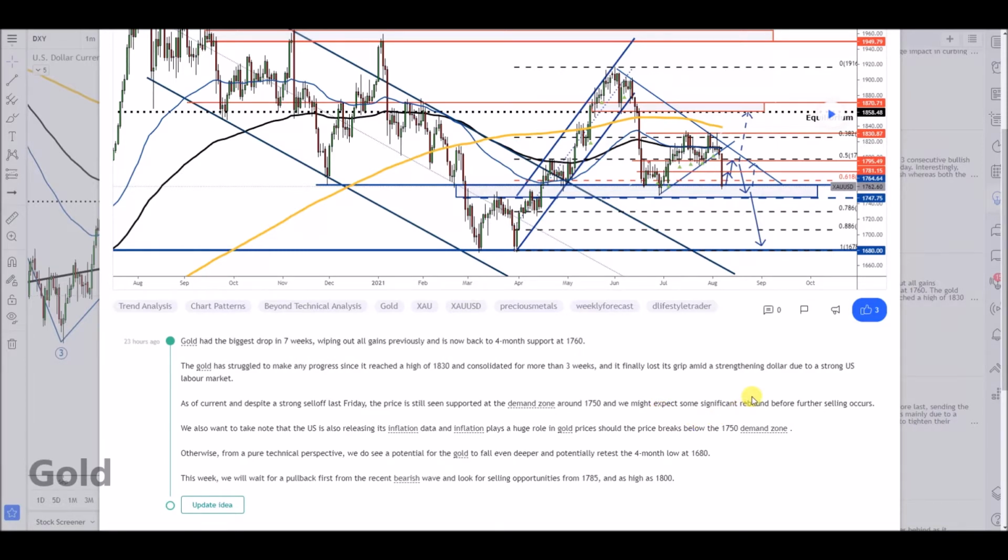We also want to take note that the US is releasing its inflation data. Inflation plays a huge role in gold prices should the price break below the 1750 demand zone. Otherwise, from a pure technicals perspective, we do see potential for gold to fall even deeper and potentially retest the 4-month low at 1680. This week we'll wait for the pullback from the recent bearish wave first, and look for a selling opportunity from 1785 and as high as 1800.